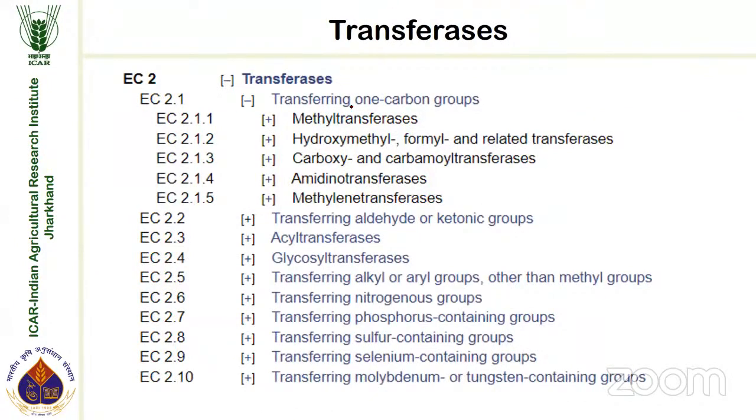So for transferases, you have the second class. 2.1 is one-carbon group transfer, 2.2 is aldehyde or ketone group transfer, 2.3 is acyl transfer, 2.4 is glycosyl transfer. Similarly, you have several classes. If you go into the detail, one is the methyltransferases. Again, in methyltransferases, you will have hundreds of entries.